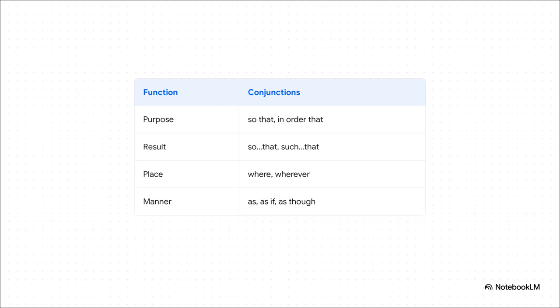All right, let's round out this B2 toolkit. We use so that or in order that to clearly show purpose. Then we use so that to show a result or a consequence. Words like where and wherever obviously indicate place. And finally, phrases like as if and as though explain the manner in which something happens.